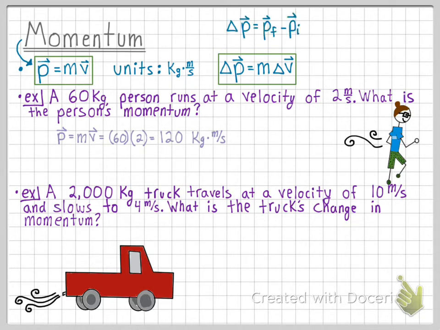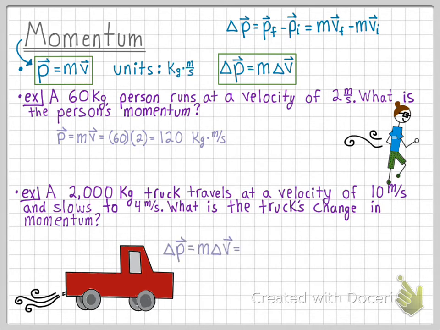Another way to look at finding change in momentum is that whenever we have a delta symbol, or are finding the change in a particular value, it is always the final value minus the initial value. And to find the final momentum, we would simply multiply the mass by the final velocity. And to find the initial momentum, we would simply multiply the mass by the initial velocity, and we subtract the initial momentum from the final momentum.